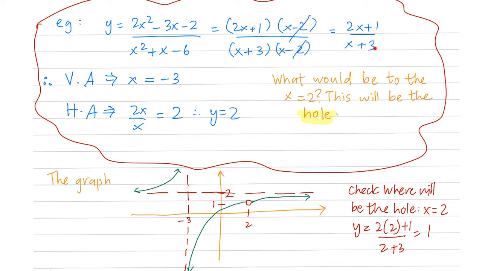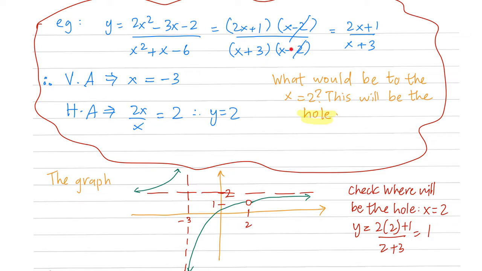When we simplify, what we get is (2x plus 1) divided by (x plus 3). For the vertical asymptote, when the denominator is 0, the vertical asymptote is x equals negative 3. For the horizontal asymptote, because both n and m are equal, we can just divide the coefficients. 2 divided by 1, we get 2. So that is why the horizontal asymptote here is 2.